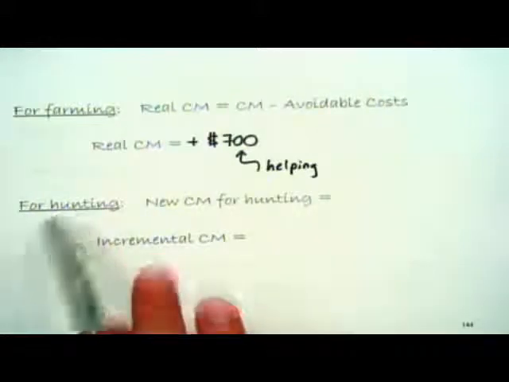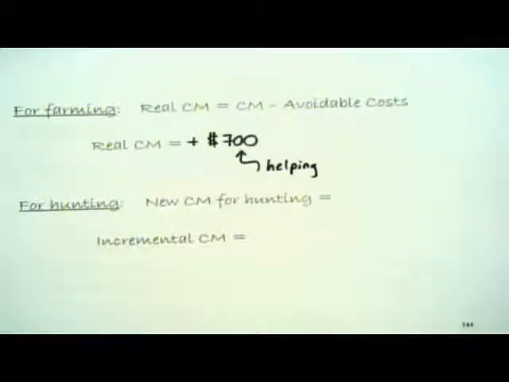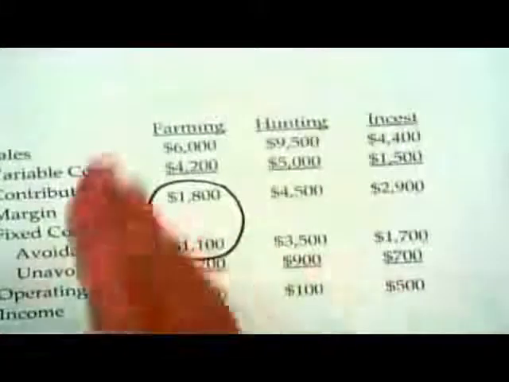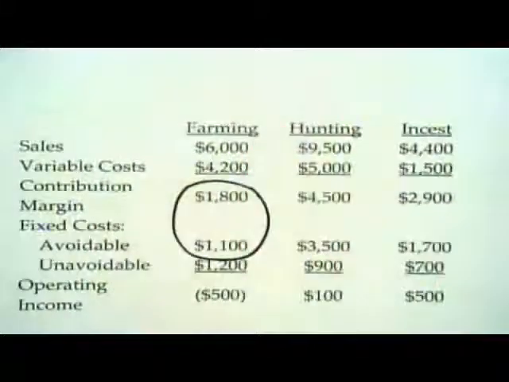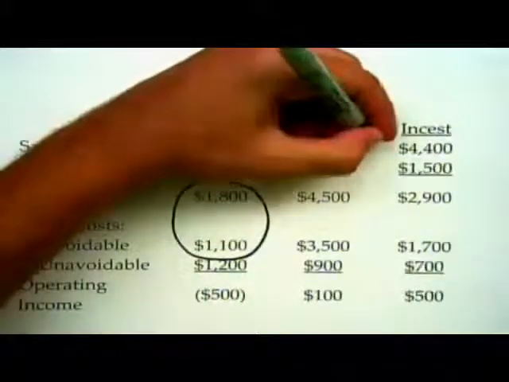However, the information is not that straightforward. We have to get a little bit more crafty, because apparently now we can expand our other area, hunting, and it's going to increase revenues and so on and so forth. So let's see what happens. If we ditch farming, we're going to double the sales for hunting. So instead of the sales being $9,500, they're going to be double that, which is of course $19,000.